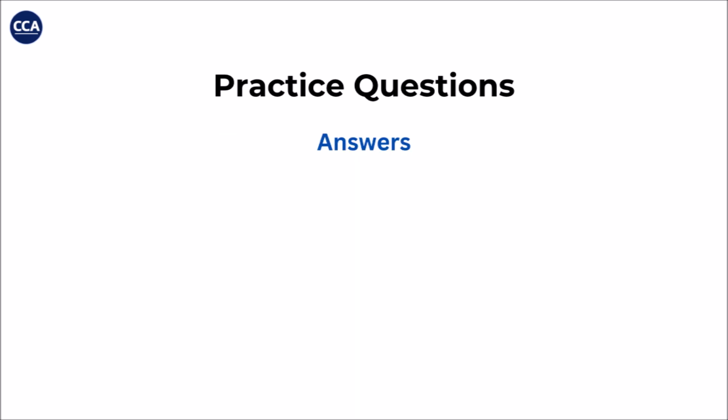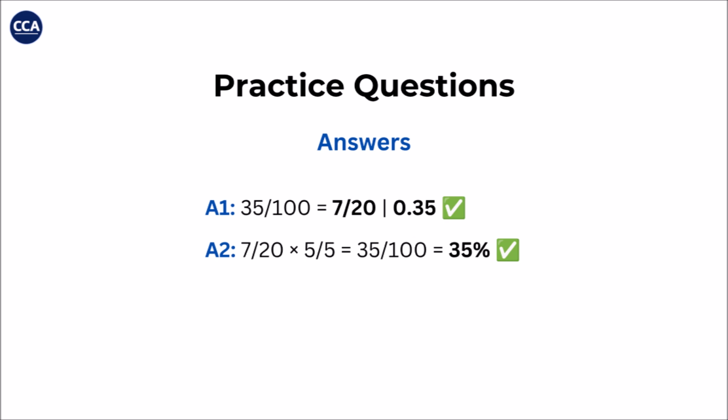Here are your answers. Answer 1. 35% as a fraction. 35 over 100 equals 7 over 20. As a decimal. 35 divided by 100 equals 0.35. Answer 2. 7 over 20. Multiply both by 5 to get 35 over 100. Answer is 35%.